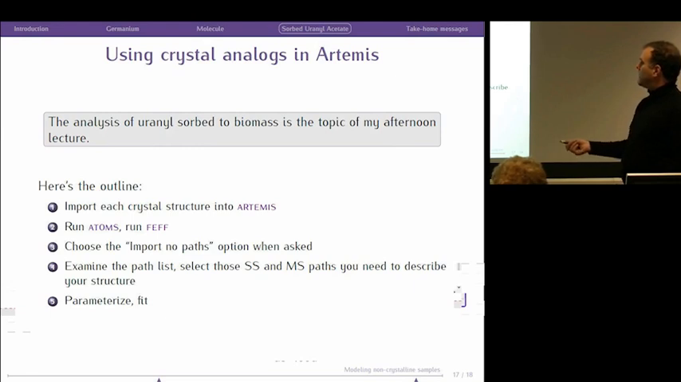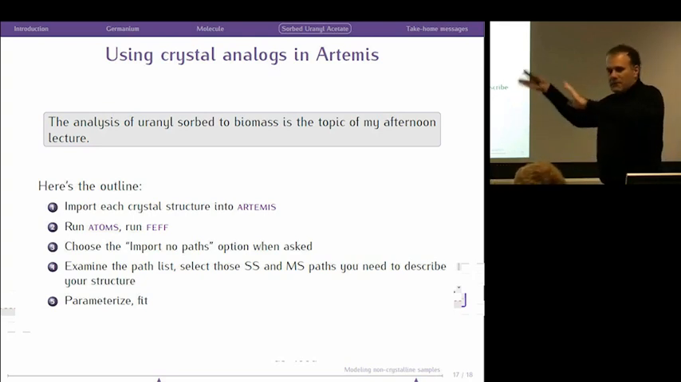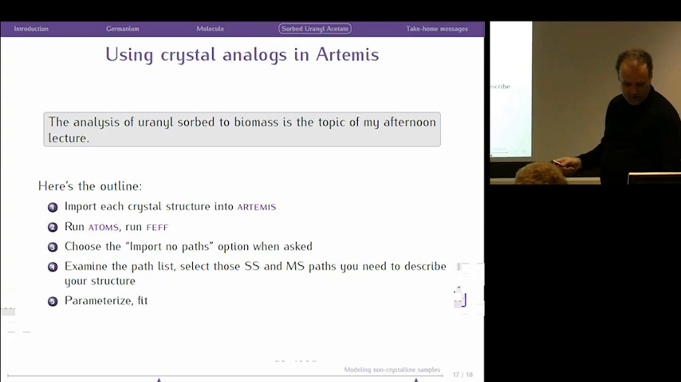Line 3 is a little confusing because it refers to the old version of Artemis. But then you examine the path list, take just those paths that you think represent the structural unit that's actually in your sample, parameterize them and fit them in much the way that we did for the iron sulfide.